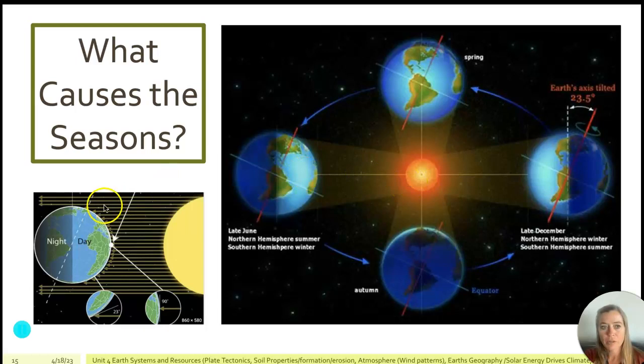The seasons are also caused by the sun. So you can see that our planet is tilted a little bit. It's not just straight up and down, it's tilted a little bit. And because of that tilt, in the summer, the northern hemisphere is facing directly towards the sun. In the winter, the northern hemisphere is going away from the sun. So this would be summer in the north and winter in the north, and then this would be winter in the south and summer in the south.